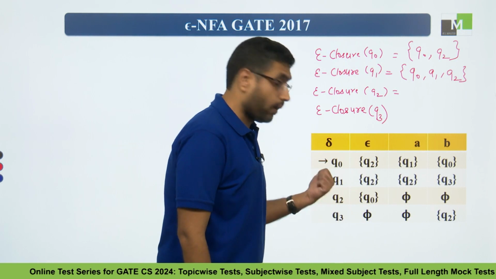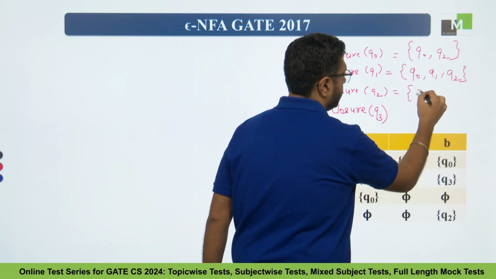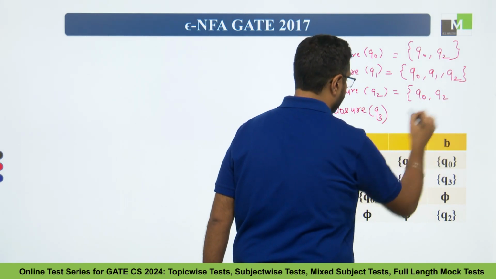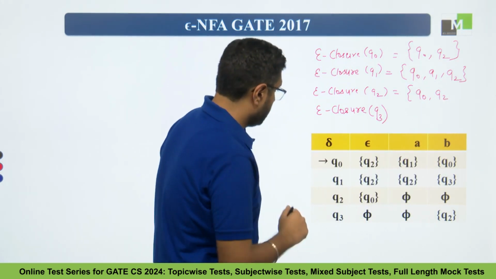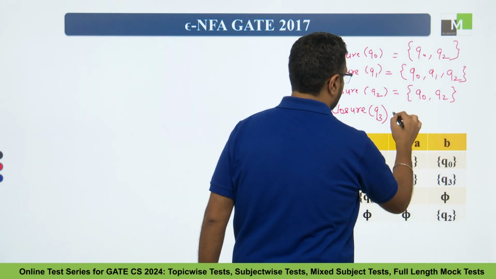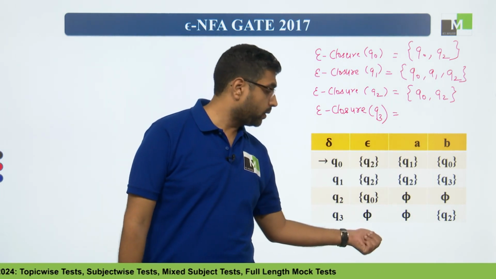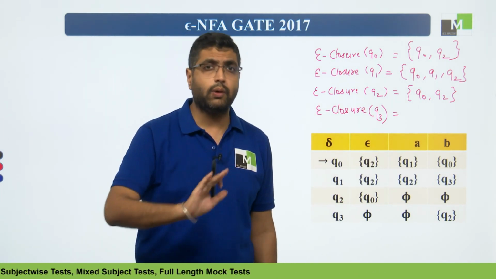So Q2 is already there, then Q naught will also be there because of this. So Q naught, Q2 will be there. Now because of Q naught, can something be added? No, because Q2, Q naught will also give you Q2 only, right? That's it. Now epsilon closure of Q3 will only have Q3 because on epsilon I am only getting phi, so that means we will be only at Q3.